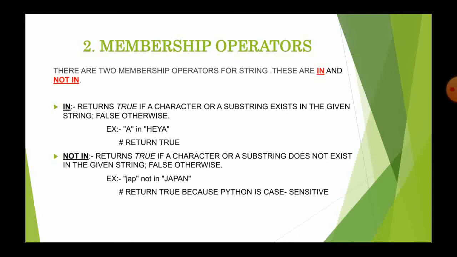Membership operators: there are two membership operators, in and not in. The in operator will return the value true when a character or a substring exists in the given string. The not in operator is the opposite of the in operator. It will return true if the character or substring does not exist in the given string. It will return false otherwise.